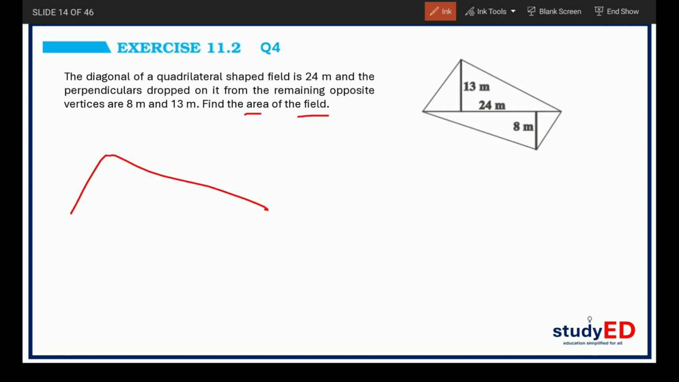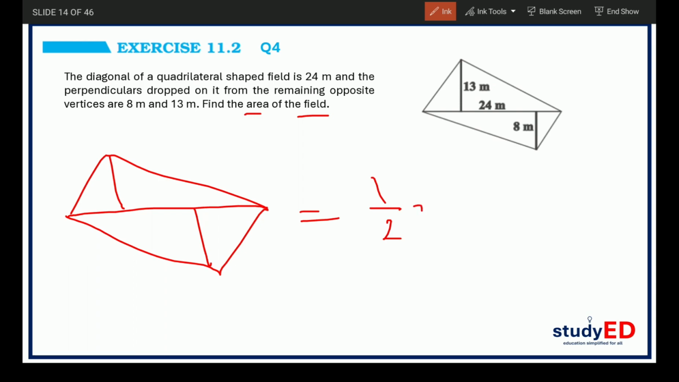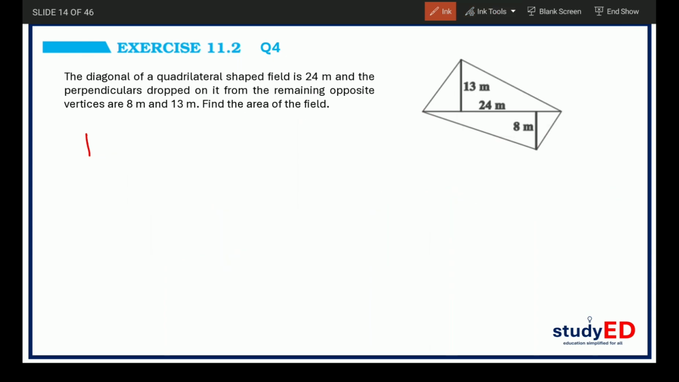As we know, the area of a general quadrilateral where a diagonal and two heights are given is equal to 1 by 2 d into h1 plus h2. So now as we transpose this, we have 1 by 2 d, where d is 24 meters, so 1 by 2 into 24, h1, height 1, 13 and height 2, 8.